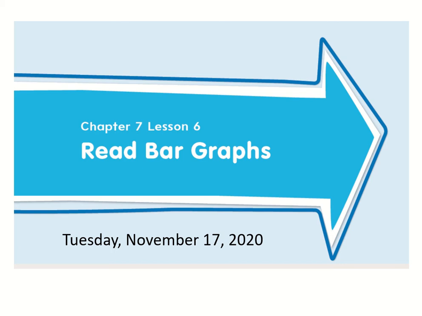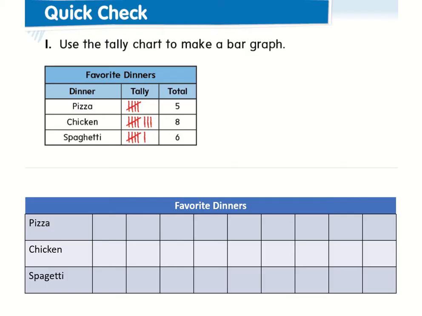This is Mr. Cook, and today is Tuesday, November 17th, and today we're going to be reading bar graphs. So on the first problem that we have here, boys and girls, we're going to look at our tally chart, and we're going to make a bar graph here on the bottom. Now, this one was talking about favorite dinners. We have pizza, chicken, and spaghetti.